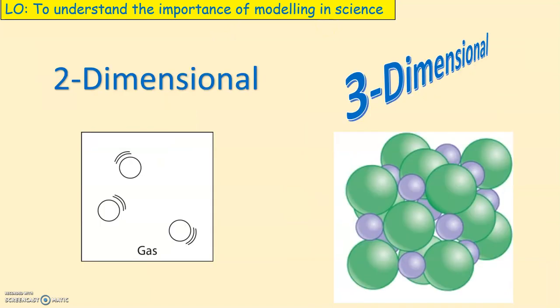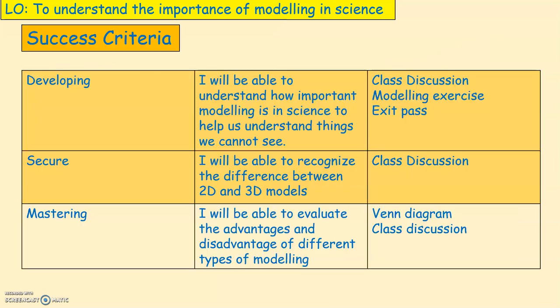Now, this is a 2D representation of gas, believe it or not. And this is a 3D representation of gas as well. This is quite interesting. Now this is when we're going to start thinking about what the advantages and disadvantages are. What I'm going to ask you to do next is to write down a list of things, and we're going to be drawing a Venn diagram to explain this further. Now we've secured that knowledge. Now we should know the difference between what a 2D and a 3D model looks like.